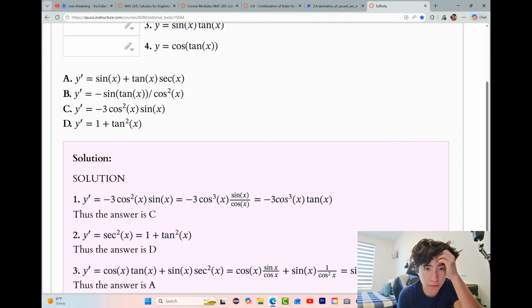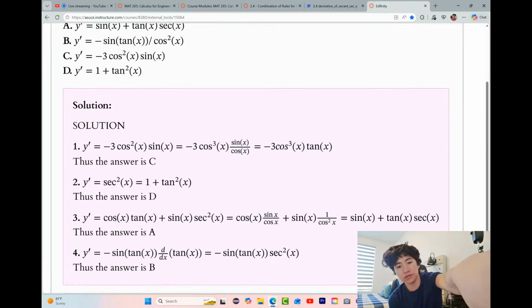Well, okay, and then we have sine of x times tangent of x. We did the product rule. That's what I got, right? We did cosine of x, tangent of x, sine of x, secant squared. Yep, that's what I got. Cosine of x, sine of x over cosine of x, and that just simplifies to sine of x. Then we have plus sine of x times 1 over cosine squared of x.